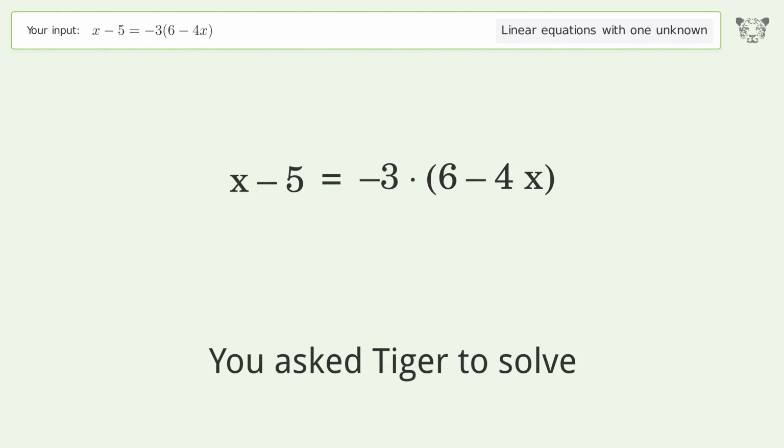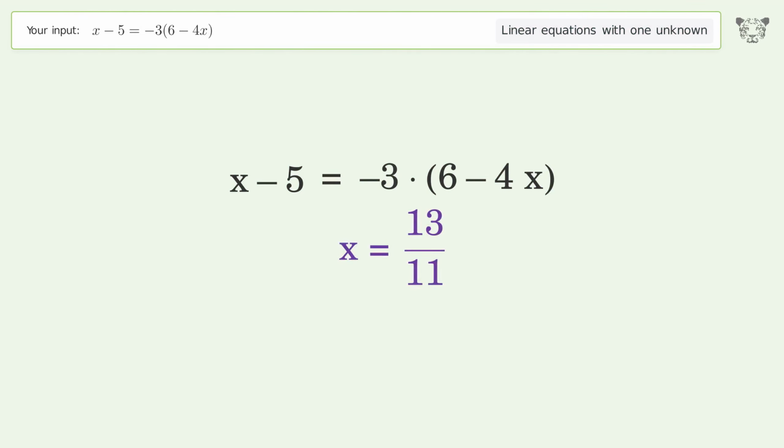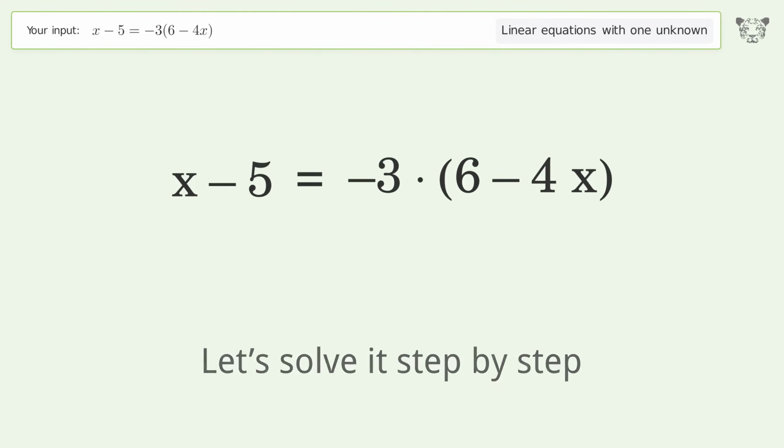You ask Tiger to solve. This deals with linear equations with one unknown. The final result is x equals 13/11. Let's solve it step by step.